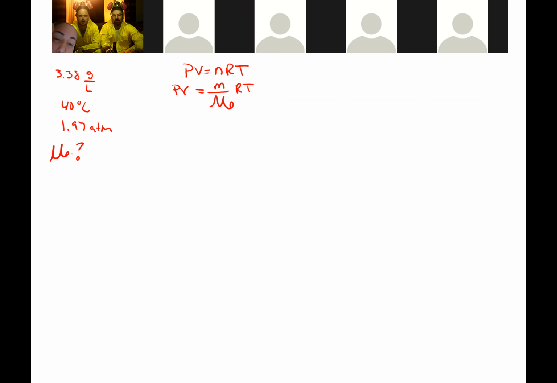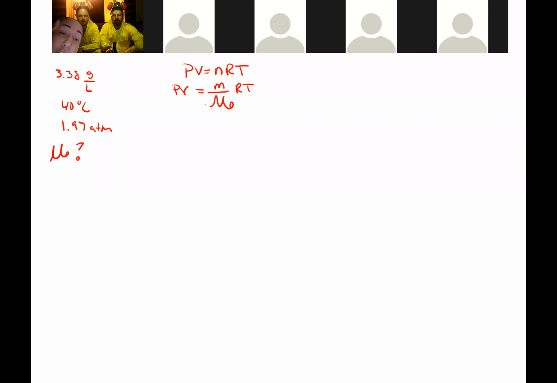Oh, okay. So it would be PVM over RT equals 1 over swirly M. You're cutting out, but what are you trying to do? Just tell me what you're trying to do. I'm trying to isolate the swirly M.